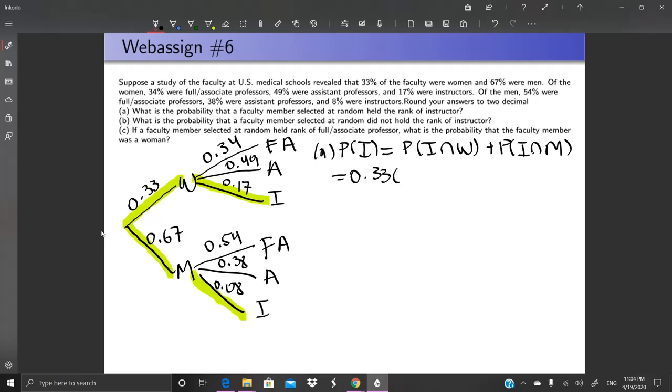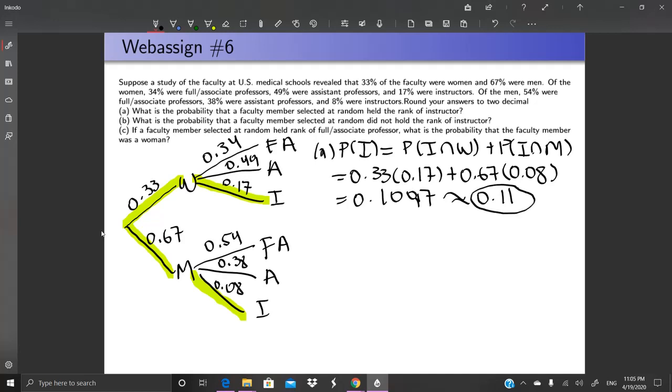So in our case that's going to be 0.33 times 0.17 plus 0.67 times 0.08. And once you do that, that number turns out to be 0.1097. Since we're trying to round to 2 decimal places, we'll say this is approximately 0.11. So there's about an 11% chance that a person selected at random is an instructor.